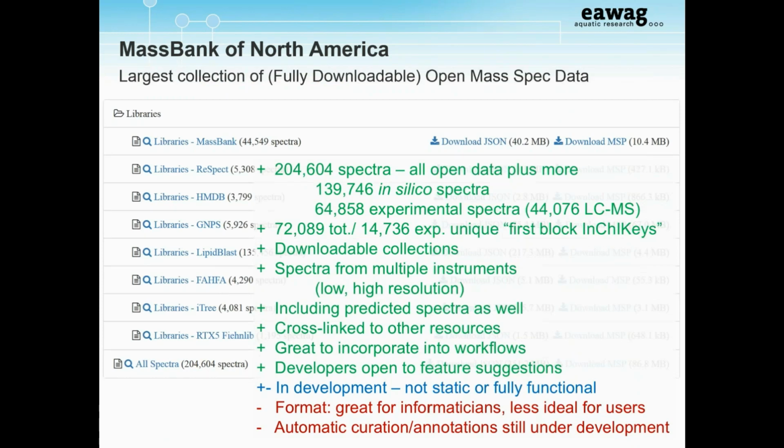And again, this just shows you a little bit of the difficulty in comparing all of these resources, because breaking down the numbers in a consistent way is quite difficult. In total, they have spectra from around 72,000 substances, but again, a lot of these were in silico. And around 14,000 of these are experimental. These are what's called unique first block InChIKeys, so this is completely eliminating the stereochemistry, because these different resources deal with stereochemistry in different ways.